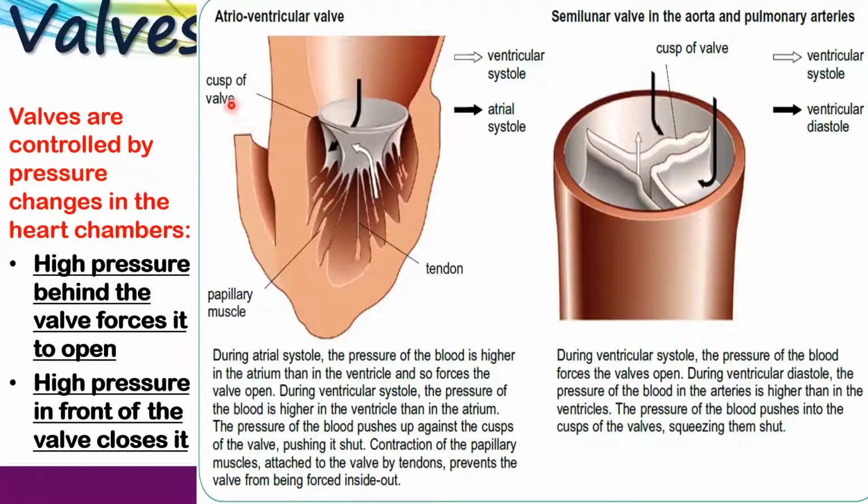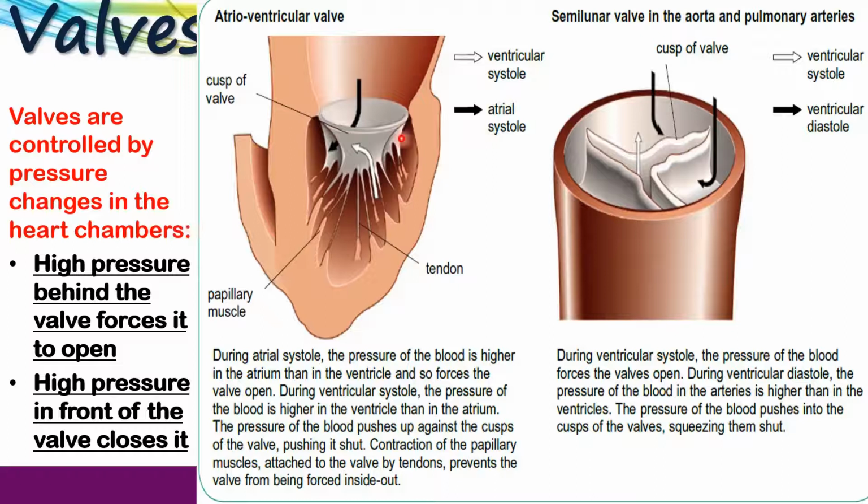So again, about the valves. We have talked about the names of the valves, but what is their role, or how do they prevent this backflow of blood? These valves are controlled by pressure changes in the heart chambers. We just saw how the pressure changes: as the volume decreases, the pressure increases. So these valves are controlled by the pressure changes in the heart chambers.